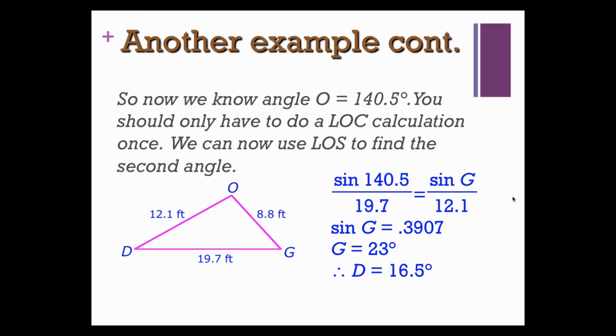Pregunta. Why did you use 19.7 again? Because law of sines says you have to take the angle and the side opposite. So 19.7 is opposite of the angle of 140.5. Okay. I'm looking for angle G, and the side opposite angle G is 12.1. Oh, got it. A common mistake people make with law of sines is to set it up as the sine of 140.5 over 19.7 equals G over 12.1. Don't do that. Sine of G.